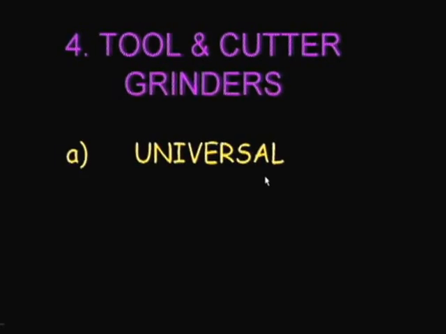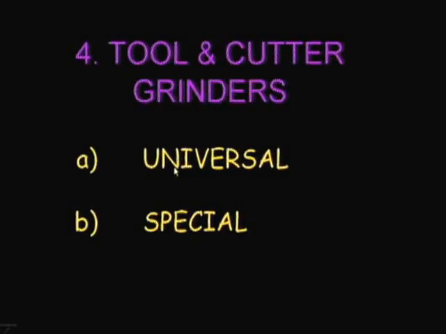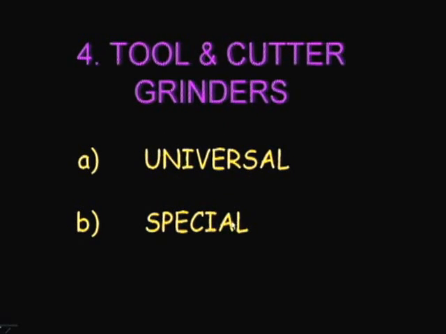Next one is the tool and cutter grinder. This is generally used for sharpening cutting tools, either single point or multi point cutting tools. In tool and cutter grinders there are two types, universal tool and cutter grinder and special tool and cutter grinder. In the universal we can do different types of grinding on the same machine, whereas in the special type only that particular purpose of the tools can be done.